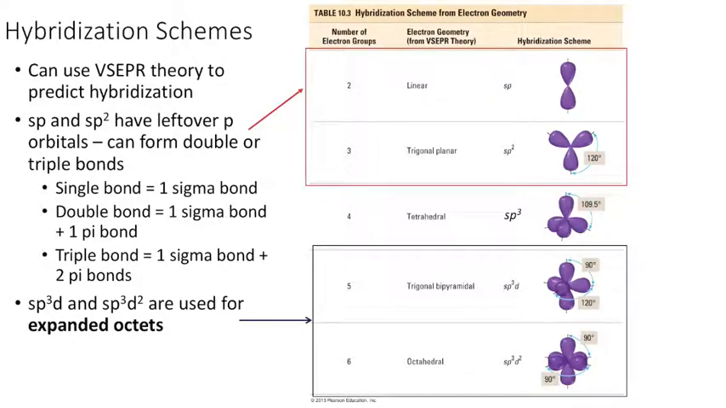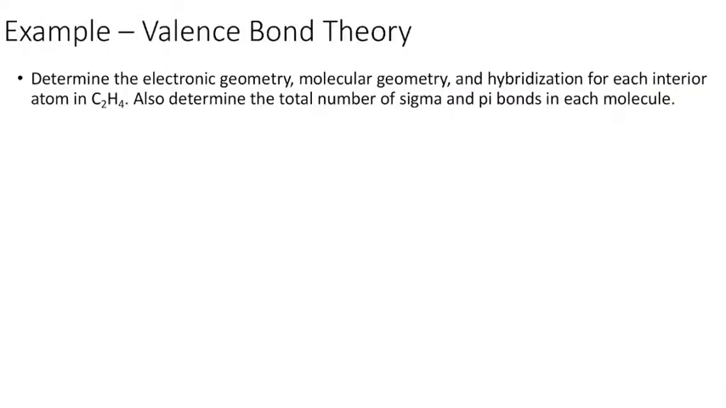This is perhaps best illustrated by working with a real molecule in a real example. So let's do one problem before we end the video today. The question posed here is: determine the electronic geometry, molecular geometry, and hybridization for each interior atom in C2H4. Also determine the total number of sigma and pi bonds in each molecule.